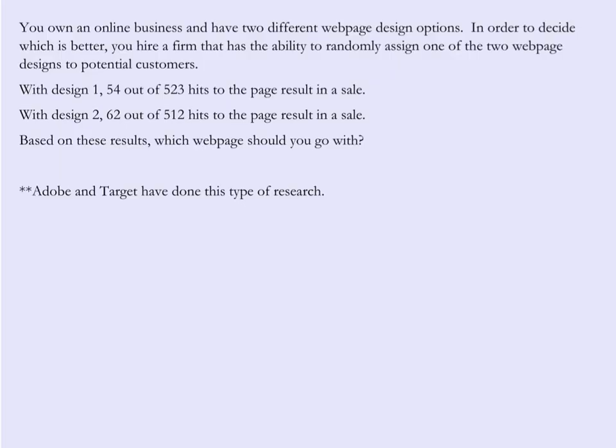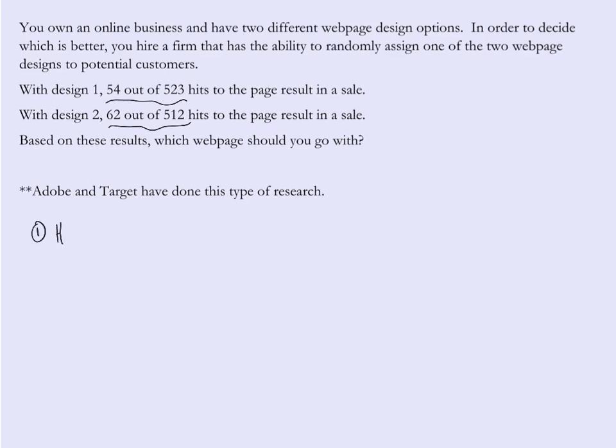We're going to look at one more example where we have an online business and we're trying to pick between two different designs for our web page. We hired a firm to send us two different designs, and we want to see which one's better. So design 1, you can see there we're given a proportion. Design 2, there's our proportion. Based on these results, which one should you go with? And so this one is worded a little bit less specifically. Okay, and I'll talk about that as we go through the regular steps.